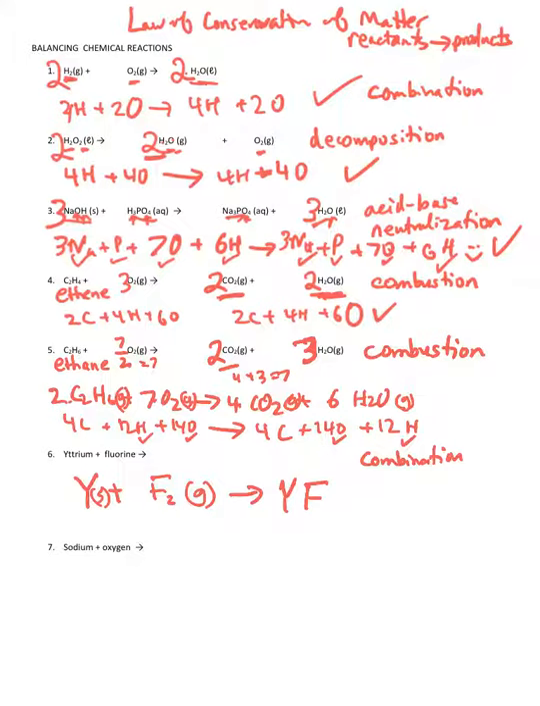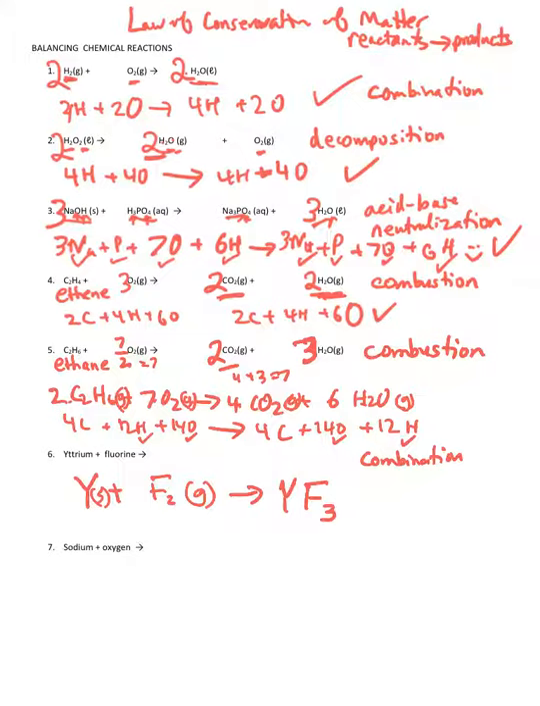Well, which one are we going to make? Yttrium's in column 3, so it gets a +3 charge. Fluorine, when it makes an ion, wants to be a -1 charge. And so yttrium's +3 and fluorine's -1. To come up with a balanced formula for yttrium fluoride, it's going to be YF3. Now we're going to balance the equation.